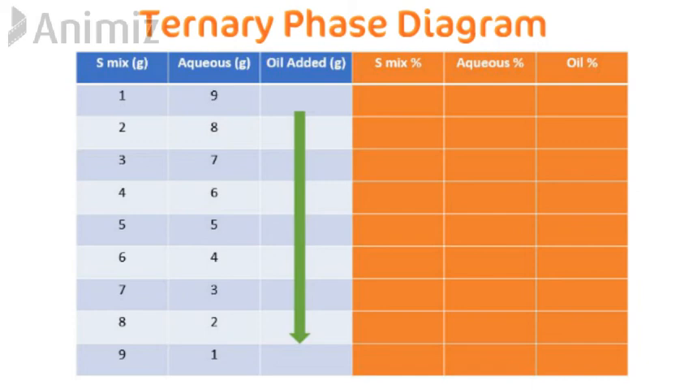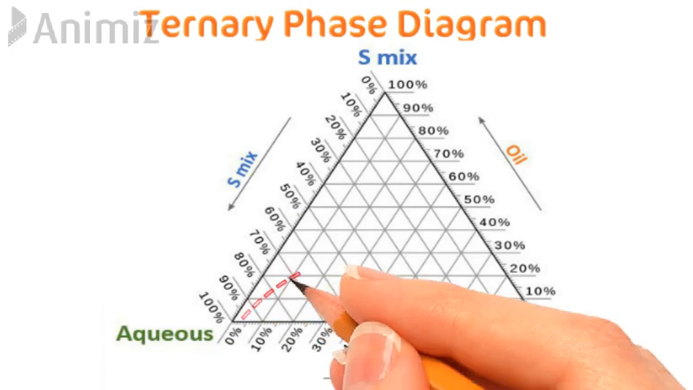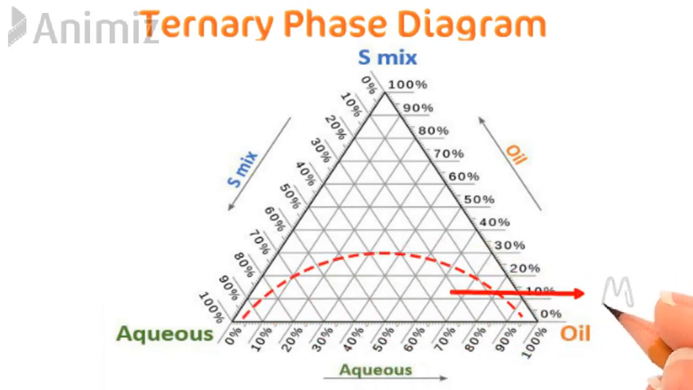That is why when the concentration of S mix increases, the amount of oil added also increases in the system. After doing this, we calculate the percent of all the three phases in the system and we plot it on a ternary phase diagram. So this region we got after plotting is called the microemulsion region.